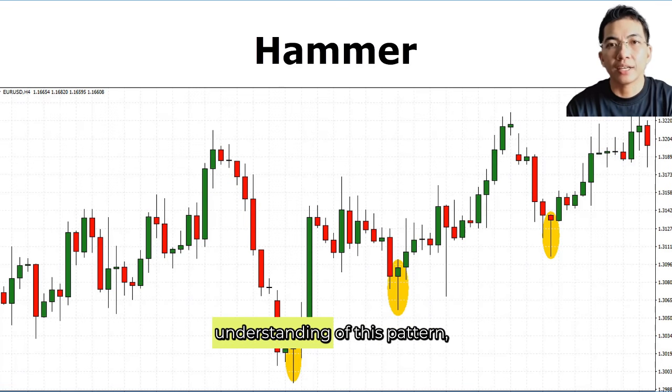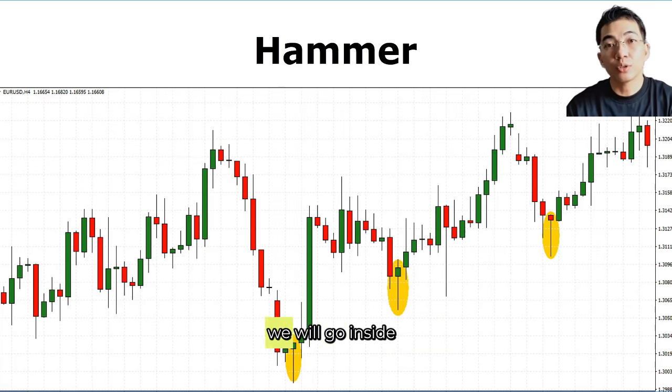To have a better understanding of this pattern, we will go inside it and check the price action that leads into the formation of a candlestick of this shape.